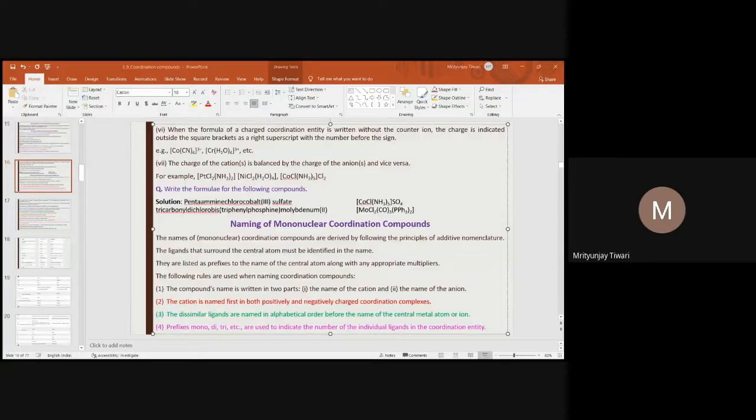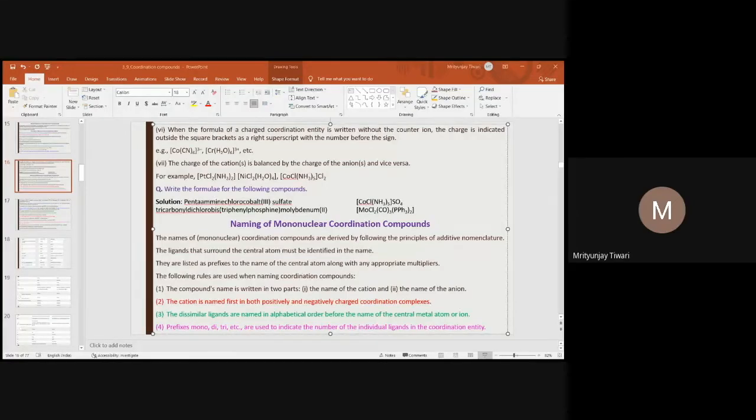The names of these ligands are listed as prefixes. While writing the name, the name of the metal we write last, and we write the names of the ligands first. However, when writing the chemical formula, we write the metal first and ligands later. You can see here, metal first in the chemical formula, then ligands in alphabetical order. However, in writing the IUPAC name, we write the names of the ligands in alphabetical order first, and then the name of the metal. This is the rule that we follow.